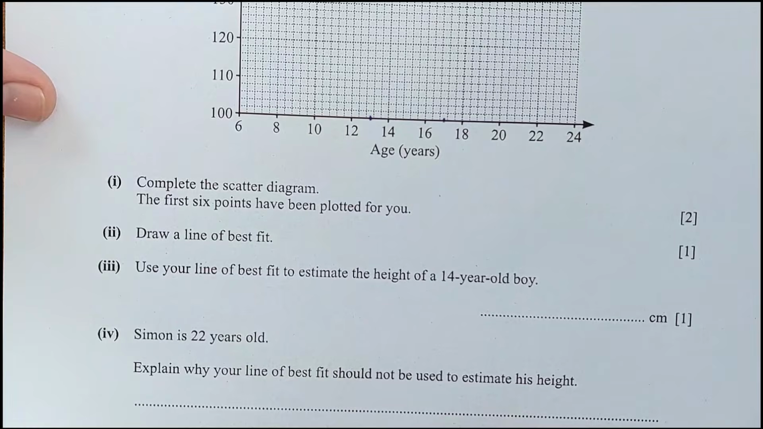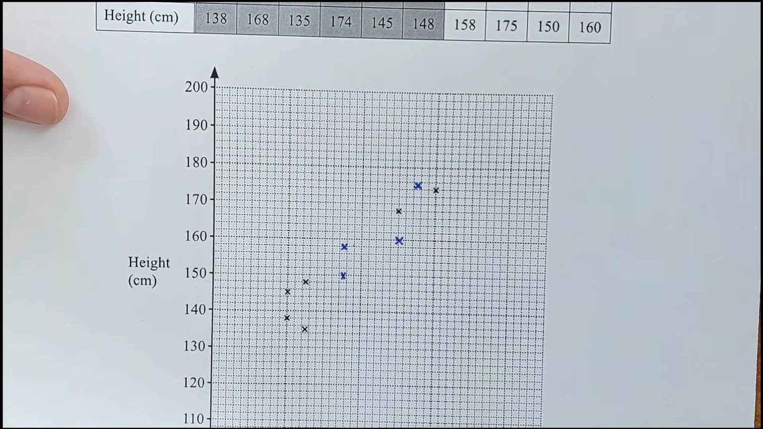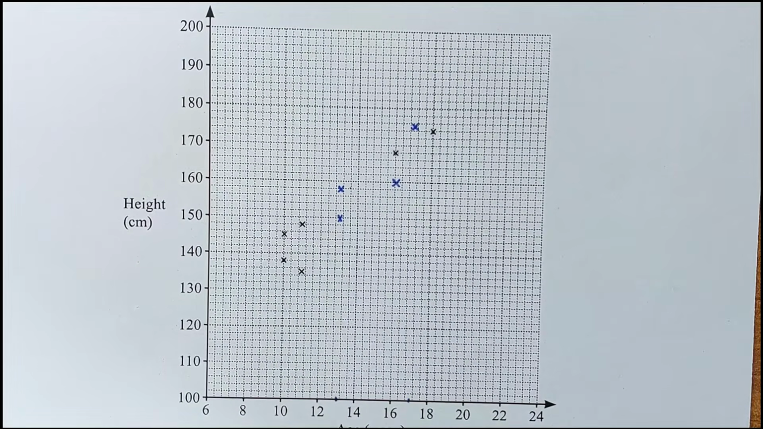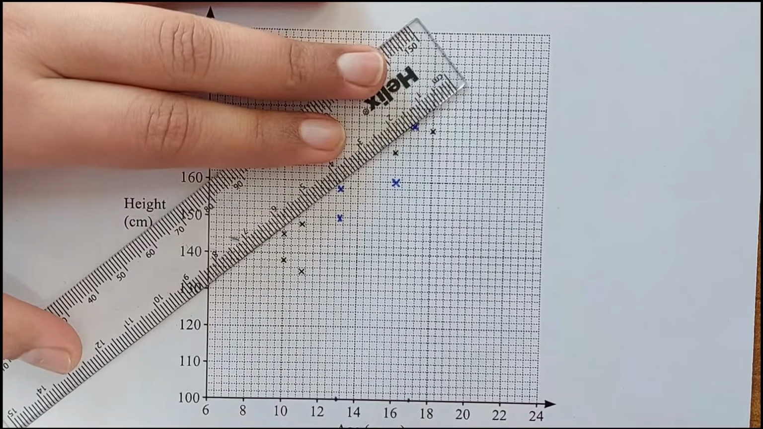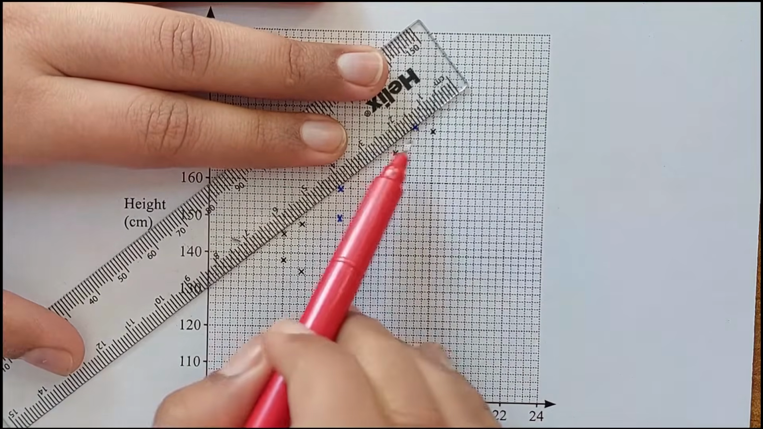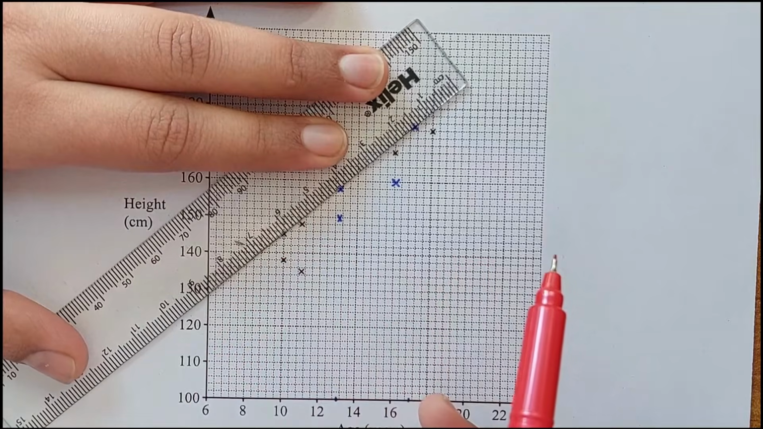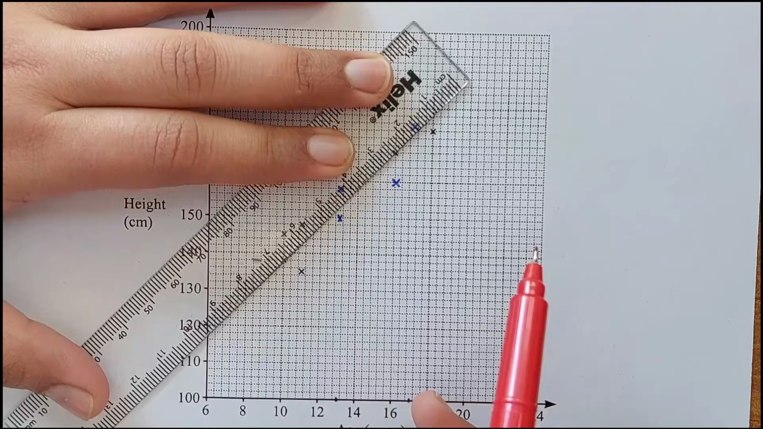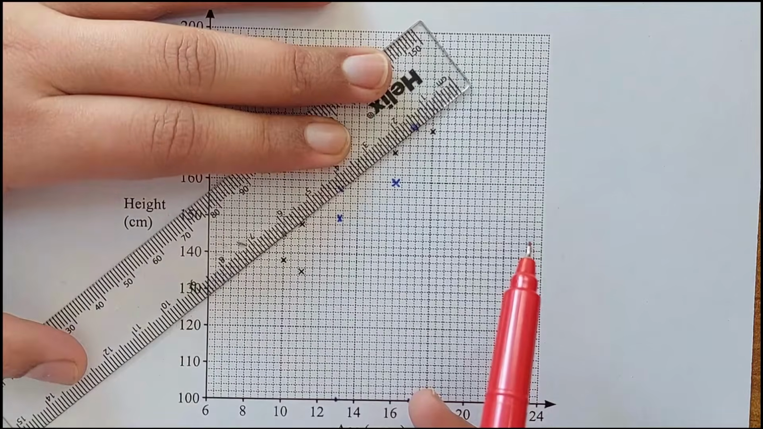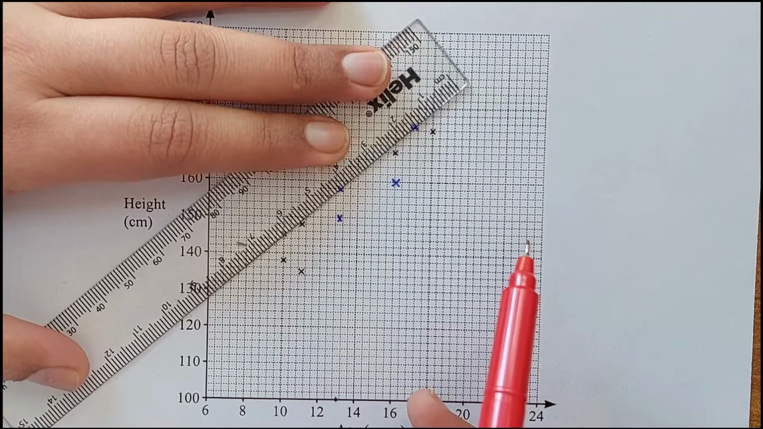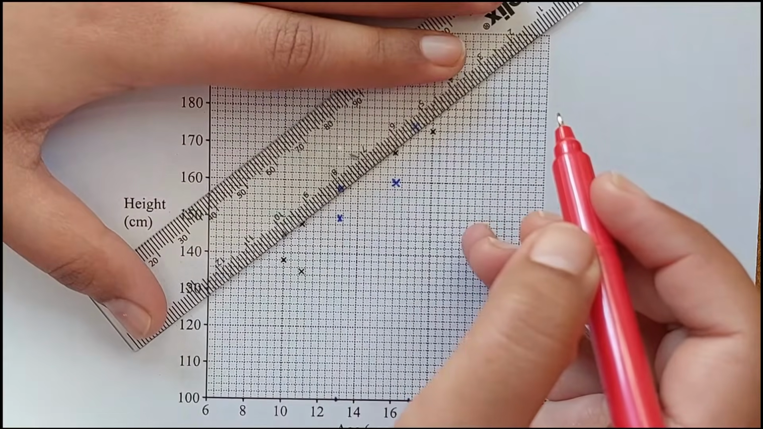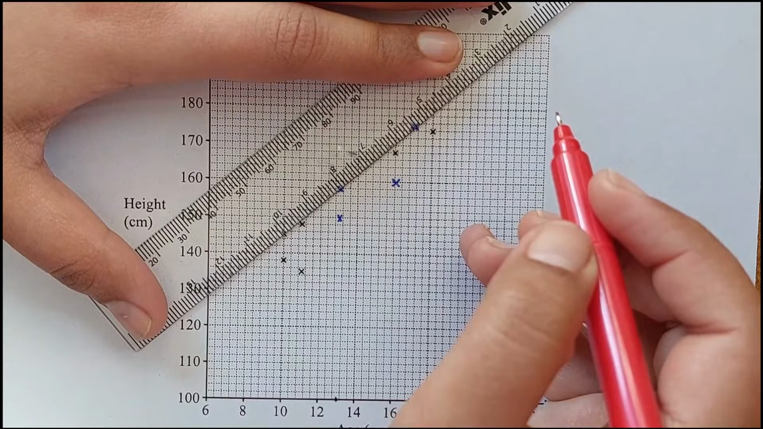Now for the second part, draw a line of best fit. So the line of best fit is a line which passes through as many points as we can. So let's see which is the line of best fit. In this case, it passes through 2, 3 and 4. If I draw this, it passes through 2 points. Yes, this would be the line of best fit. It should pass through as many points as we can.